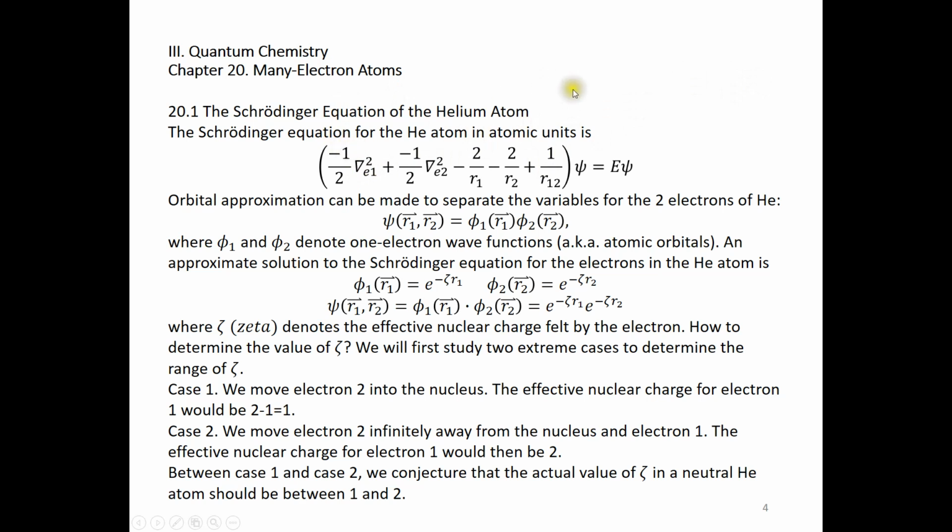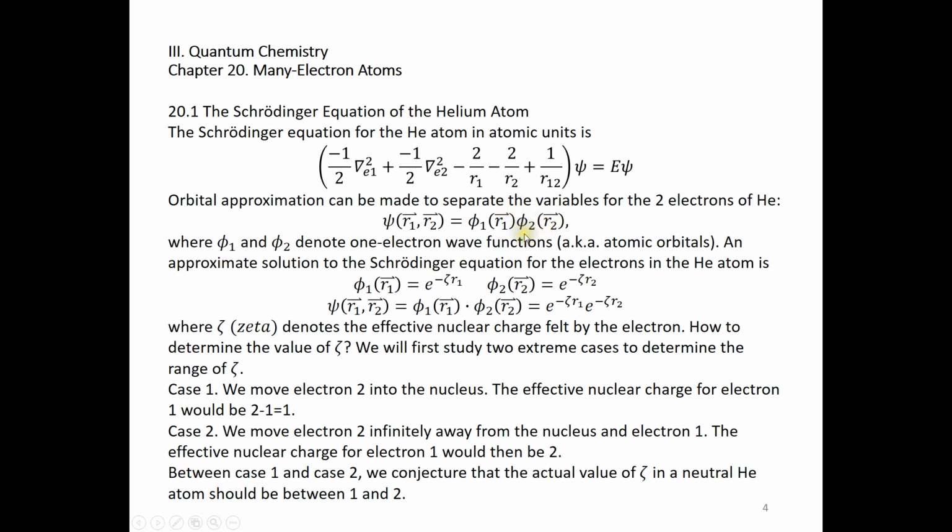The wave function of two electrons is equal to the product of the wave function of electron 1 times the wave function of electron 2. So it's the product of phi 1 and phi 2. By looking at this, psi squared is phi 1 squared times phi 2 squared, and psi squared is the probability density of the two electrons, which is equal to the probability density of electron 1 times the probability density of electron 2.